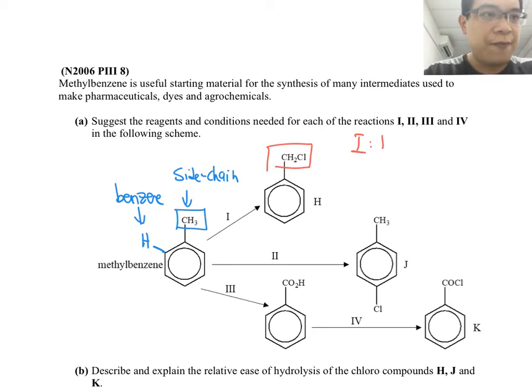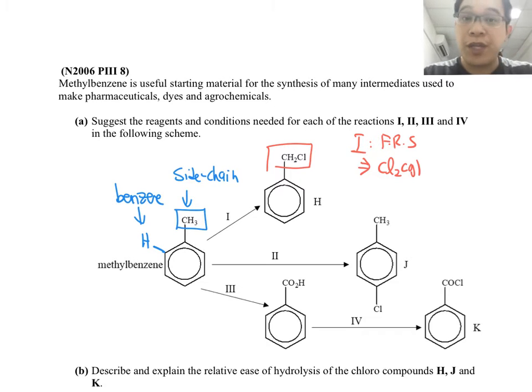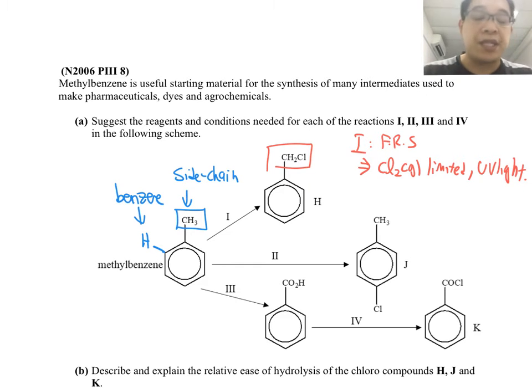Let me write down the name first. Free radical substitution, and my abbreviation for it is FRS. Then, the reagent and condition should be Cl2 gas, but don't forget you only want one Cl, so the chlorine will be limited. Then followed by UV light. This is number 1. So basically done. This reaction takes place on the side chain. Free radical substitution.